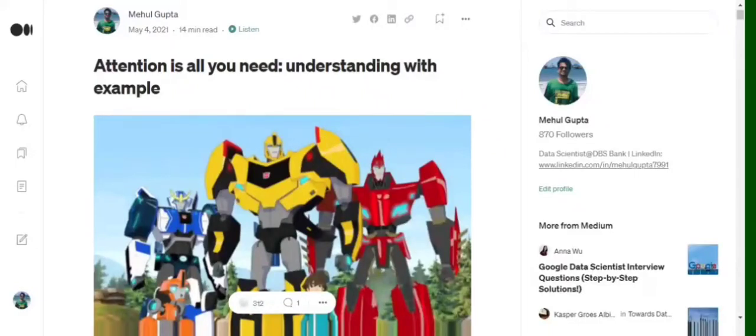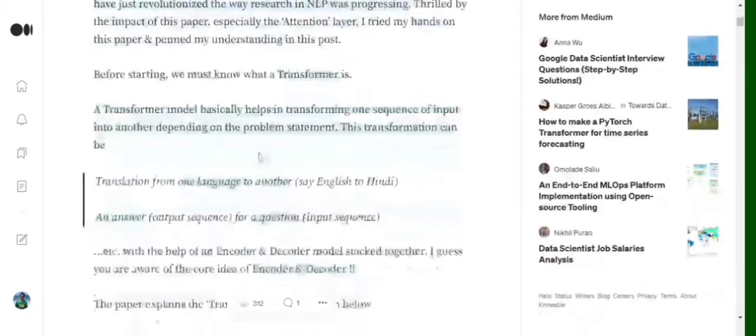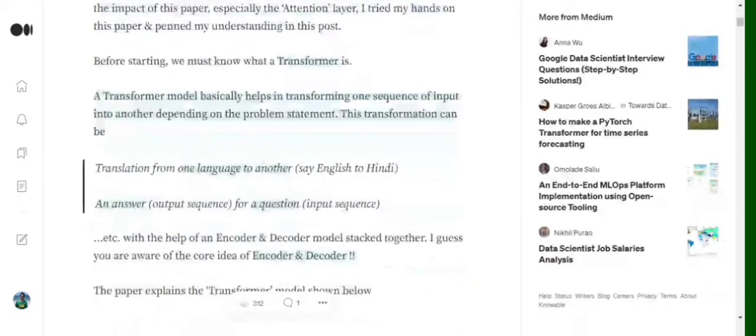So hi everyone. Today we will be discussing a very interesting and very popular paper in NLP, that is "Attention Is All You Need", which revolves around the transformers that eventually gave birth to the BERT algorithm. Now let's first of all understand what a transformer is and what its basic architecture is.